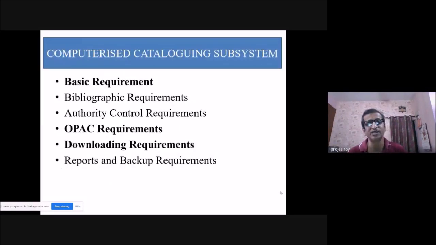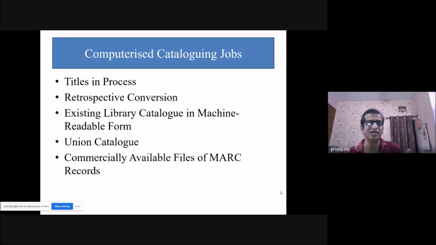Then computerized cataloging system: basic requirement, bibliographical requirement, authority control requirement, OPAC requirement, download requirement. These are the requirements of a cataloging subsystem. Then title in process means the titles you have ordered and which have come into the library. That is basically called title in process.